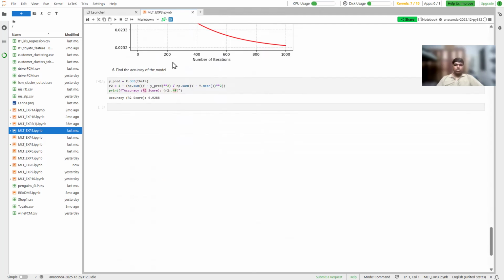So in this experiment, I successfully implemented simple linear regression, multiple linear regression, and logistic regression using performance evaluation. Thank you.